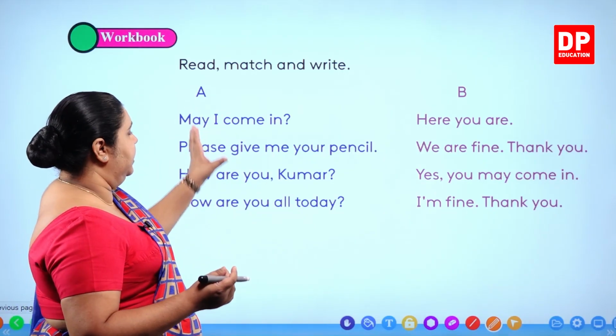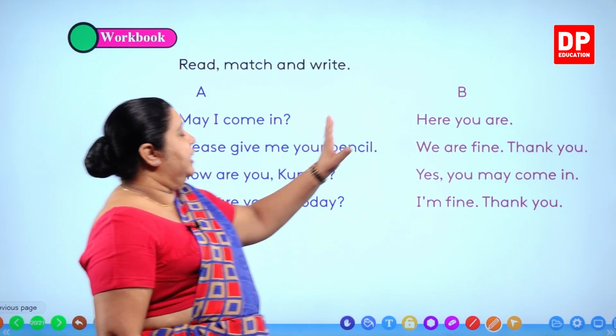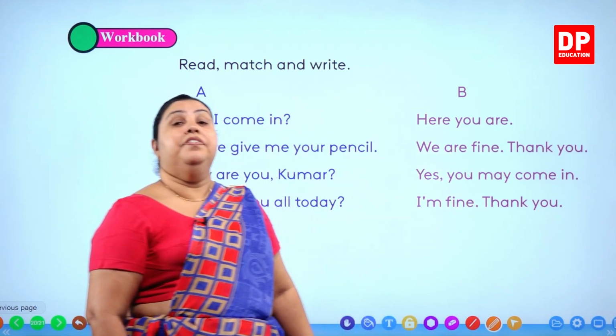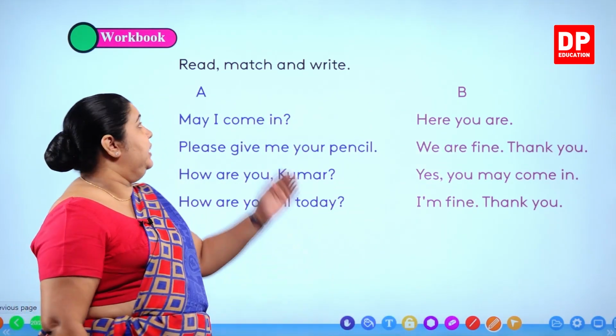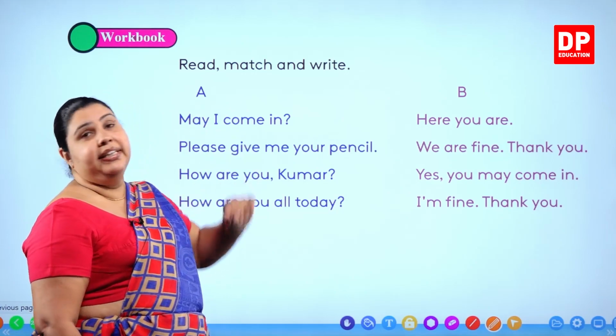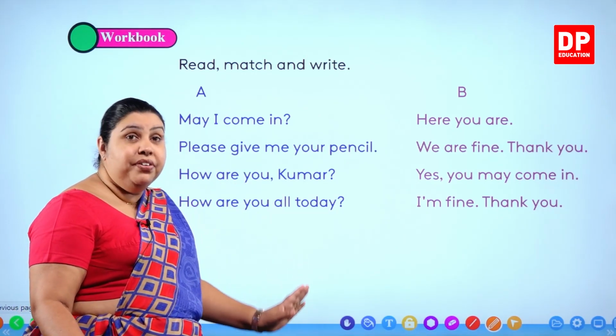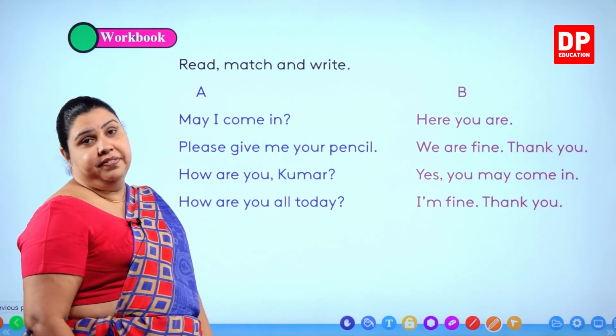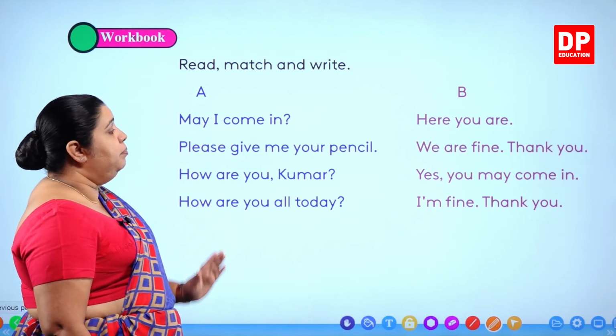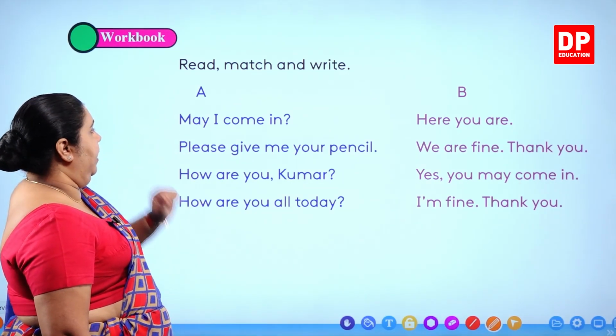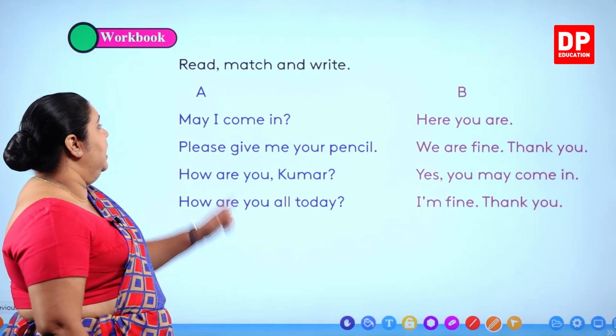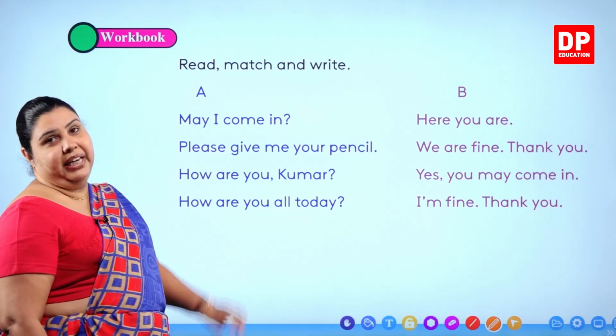So we have section A on this side, section B on this side. First we are going to read. Now it says read, match and then only we have to write. So we will read the two sides first. First I'm going to read you the blue side, okay? A. The first sentence is, may I come in?